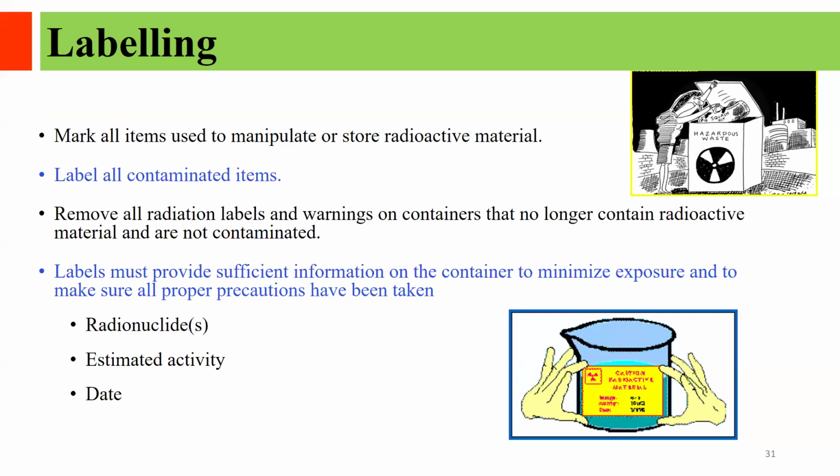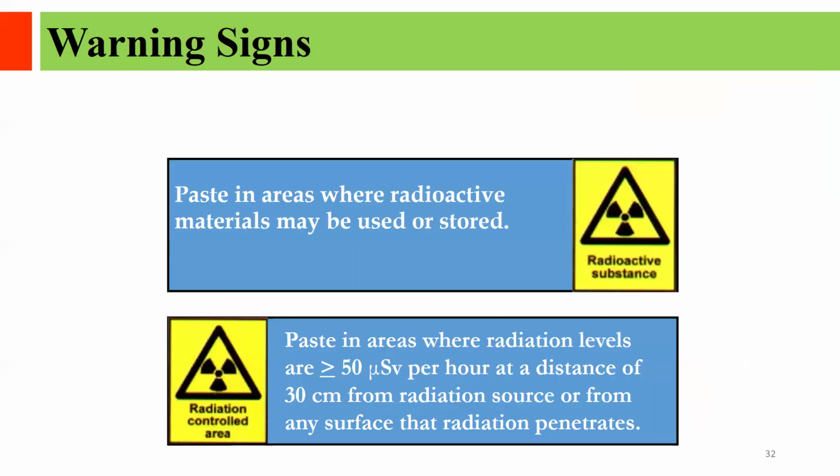The label must provide sufficient information on the container to minimize exposure and to make sure all proper precautions have been taken: what radionuclide it contains, what the activity is, what the radiation level is, what the date is, and a radioactive symbol. These are the different warning signs that need to be pasted on the radioactive waste container or the waste being generated, so that it helps the waste management agency or the concerned pickup know that it has to be kept separate from the general waste.